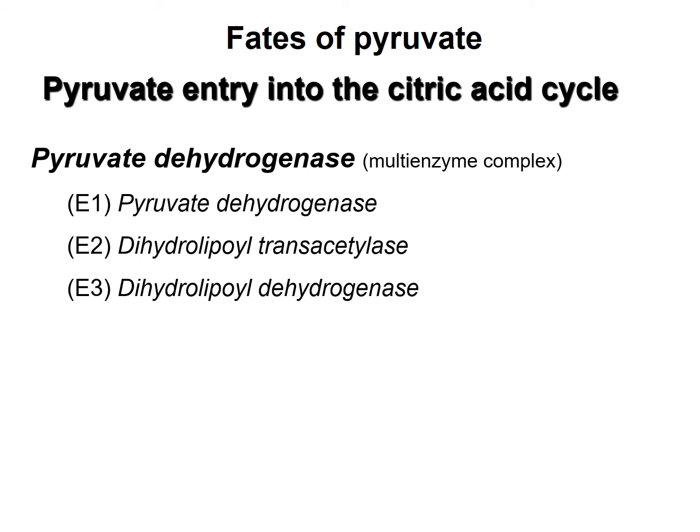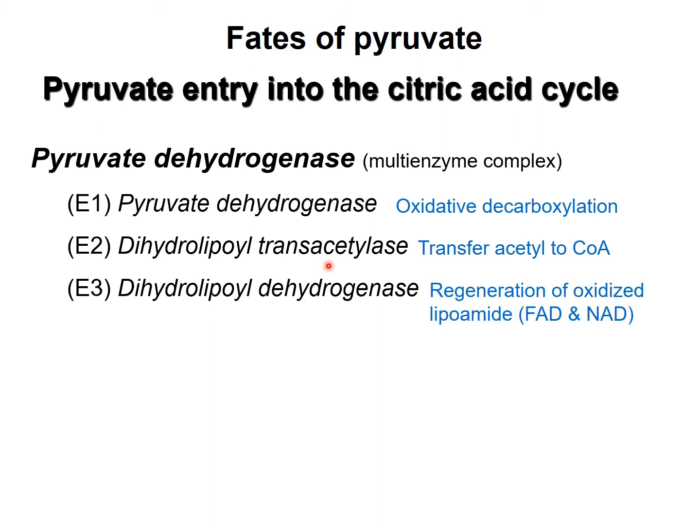As I mentioned just now, pyruvate dehydrogenase is a multi-enzyme complex, which means it's composed of multiple units such as E1, E2, and E3. So E1 is pyruvate dehydrogenase, which is responsible for the oxidative decarboxylation of pyruvate into a 2-carbon acetyl unit, while E2 dihydrolipoyl transacetylase will transfer the acetyl group to a coenzyme A, forming the acetyl coenzyme A, while E3 dihydrolipoyl dehydrogenase will help to regenerate the oxidized lipoamide such as FAD and NAD positive, which are responsible for the redox balance of the whole reaction.